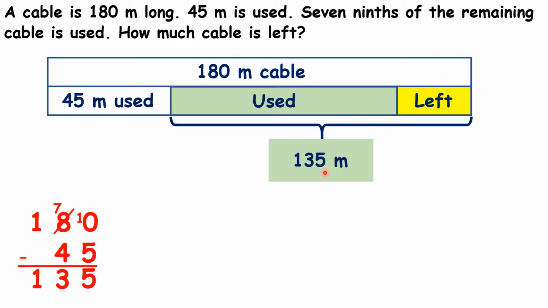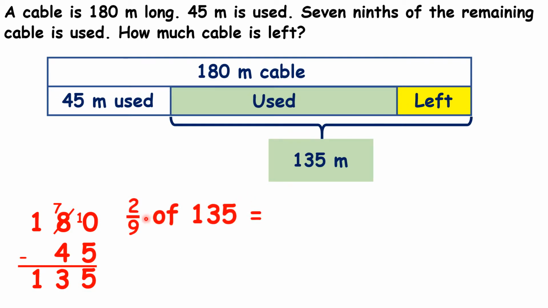135 metres of cable. We know that 7/9 of this is used, so we could work out 7/9 of 135 and then subtract it from 135 to give us how much cable we have left. But let's work it out a quicker way. If 7/9 is used, that means 2/9 of the remaining cable is not used.